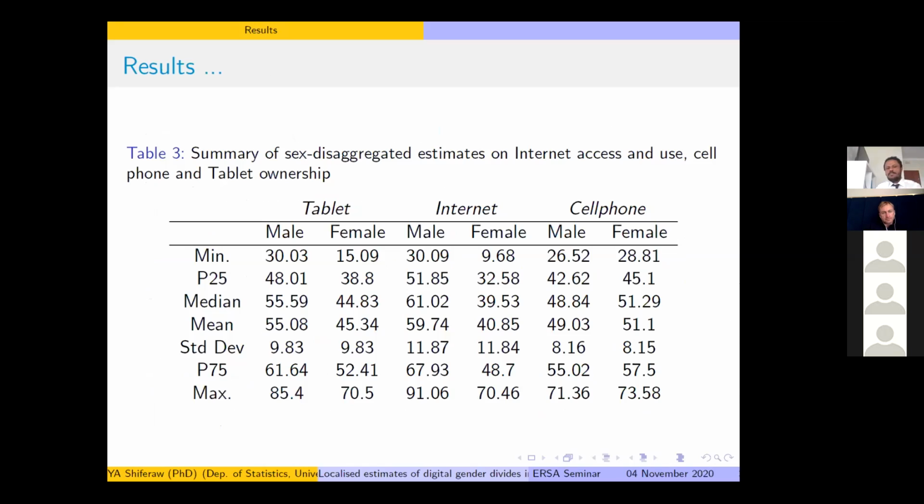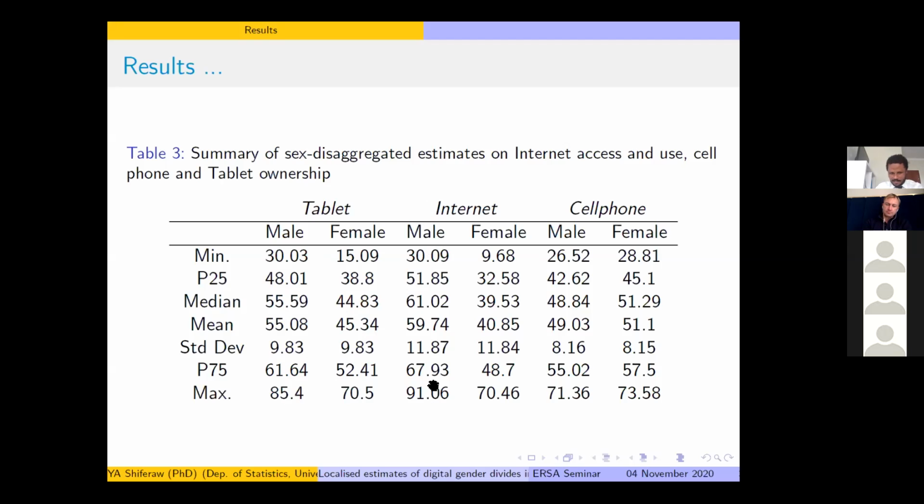So the other one is just briefly the summary of the estimates, the summary of disaggregated estimates on internet access and use, tablet and cell phone ownership. And this is the minimum tablet ownership for male and female, at the 25th percentile for male and female, the median, the mean, and standard deviation, and the 75th percentile. So still, when you come to tablet ownership, males dominate here.